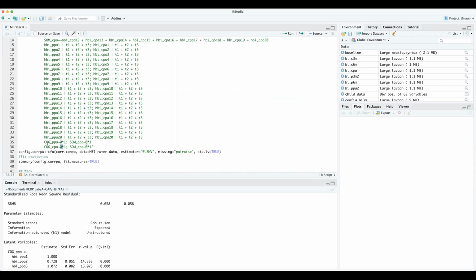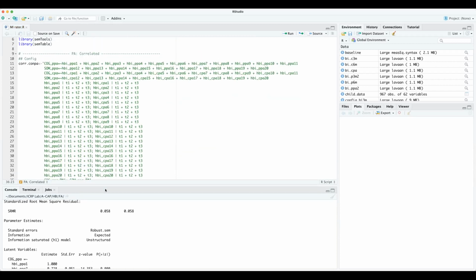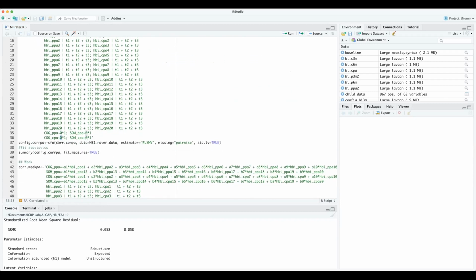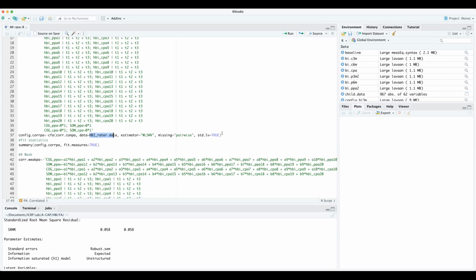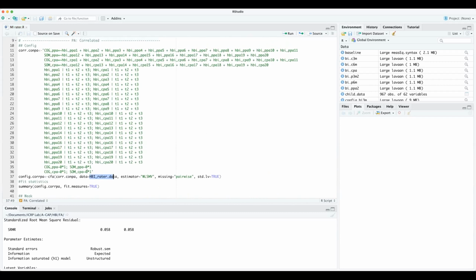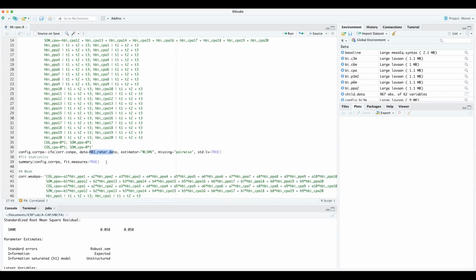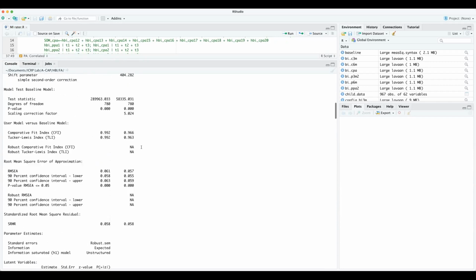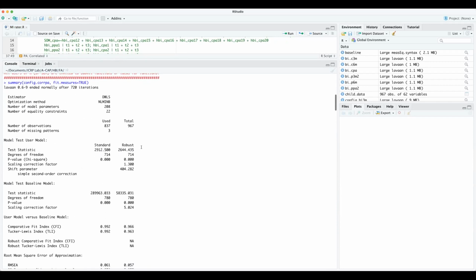So this is what I named my model here: correlated, configural at PA, at post-acute. I'll put that in here. That's the model name, and this is my data name. I use the estimator, missing, standard level is true. It can be false, depending on if you want the variance to be estimated or not, and then you do a summary, and here's what you get for the result. So you get all the statistics here.